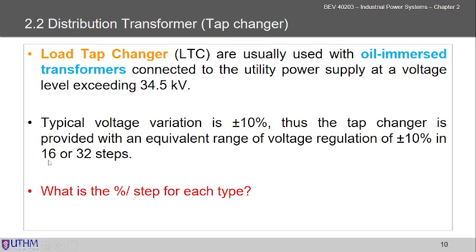So 20%, if you divide by 16, that means one step is equivalent to 1.25%. Okay, and the same if you have 32 steps, you just divide 20% by 32 steps, so you will have 0.625%. So the step is more precise. It's more precise as compared to the off-circuit tap changer.